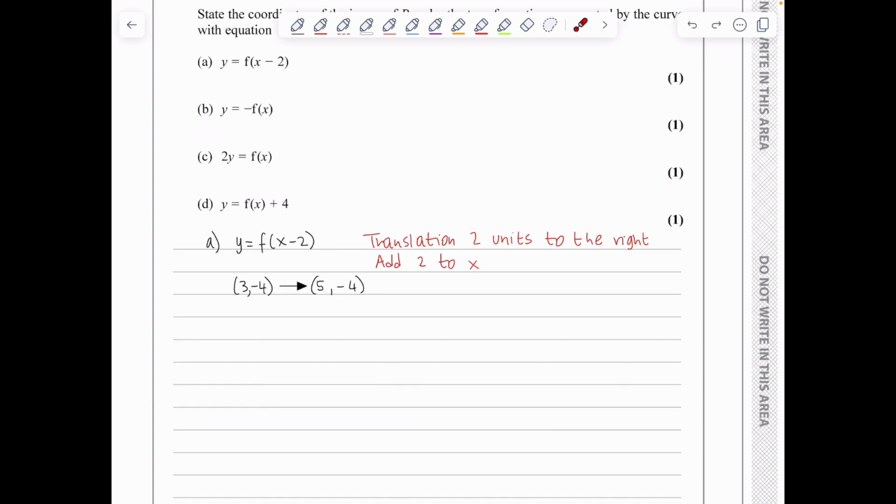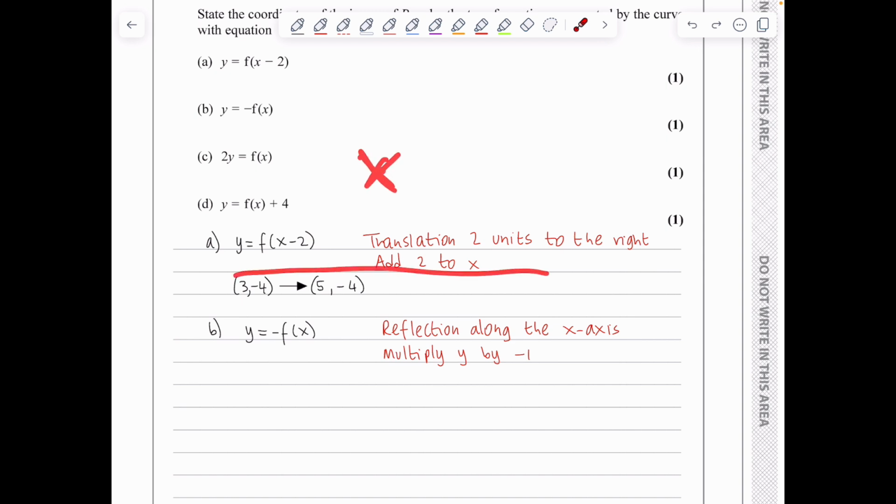In B, we're looking at y = -f(x). This is simply a reflection along the x-axis, and we are multiplying y by -1 because anything that was above the x-axis now appears below the x-axis, and therefore we've got this reflection along the horizontal. This means that the point (3, -4) will now be found at (3, 4).